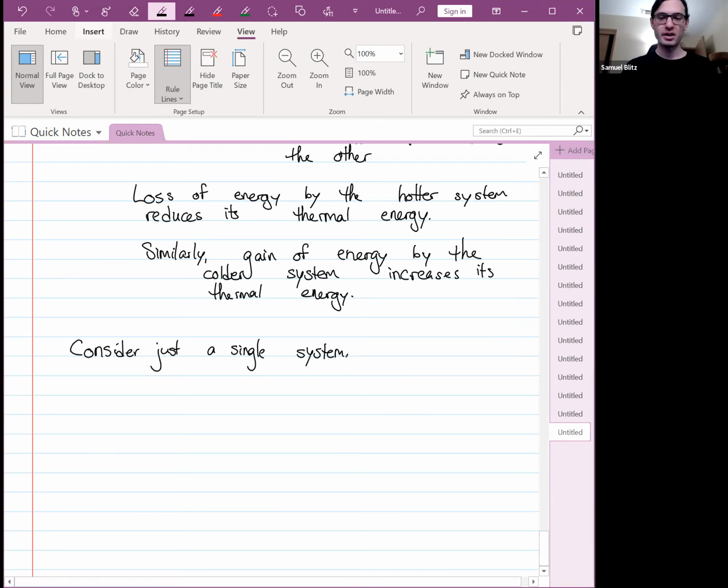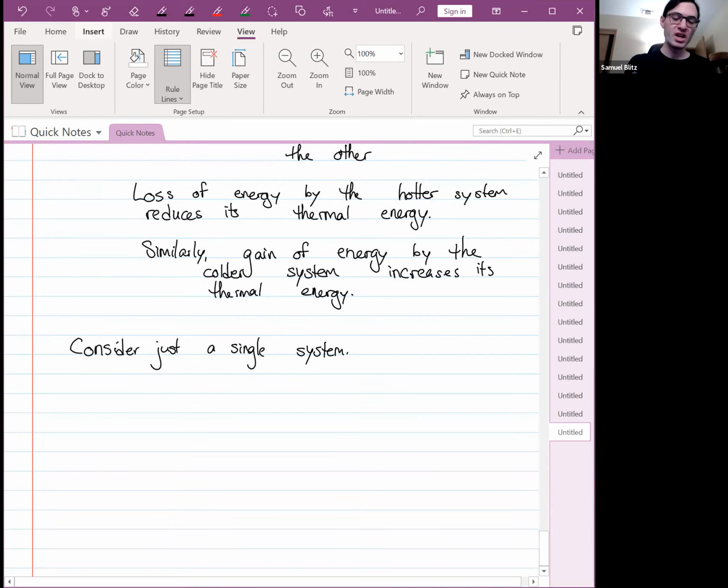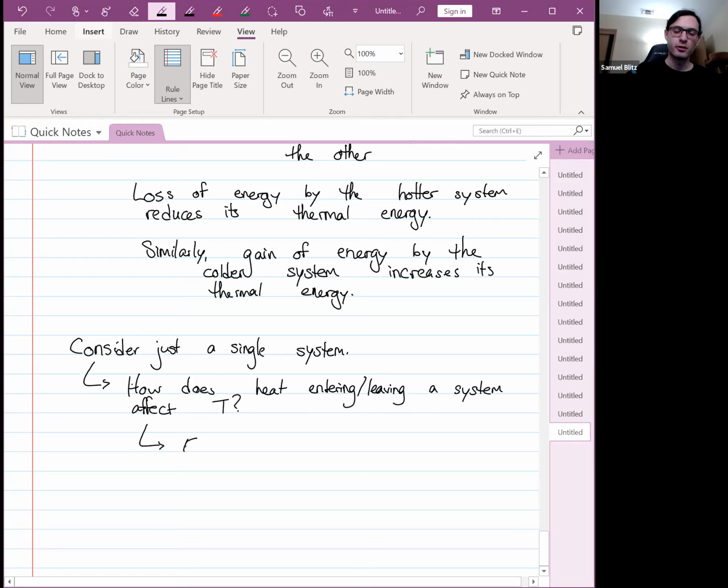where was I? Right. We're just going to consider a single system. So the question then is, how does heat entering or leaving a system affect the temperature of that system? Well, we can determine experimentally. Like, you can just go out and do this. You can add heat to a system by putting it on a fire, take away heat from a system by putting it on ice. We see that Q, which is the symbol that we use for heat, is proportional to delta T.